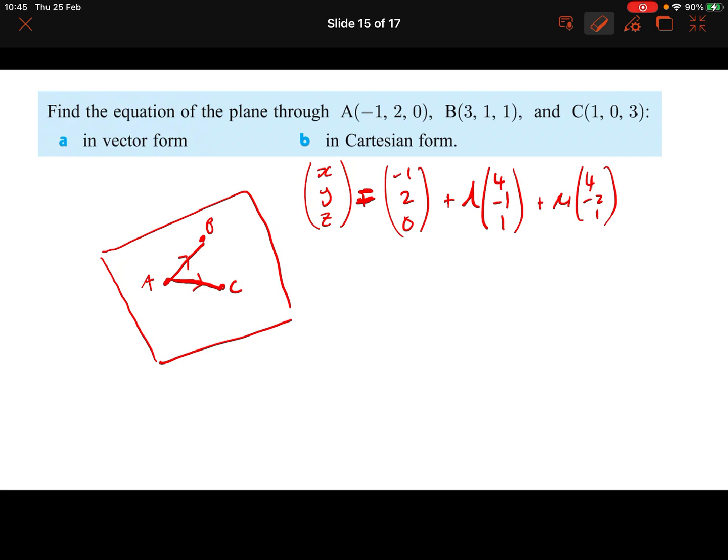Now in Cartesian form, what we need to do is find the normal to this plane. My pen is about to run out, so I'm going to stop the video, charge my pen up, and I'll finish the question off.